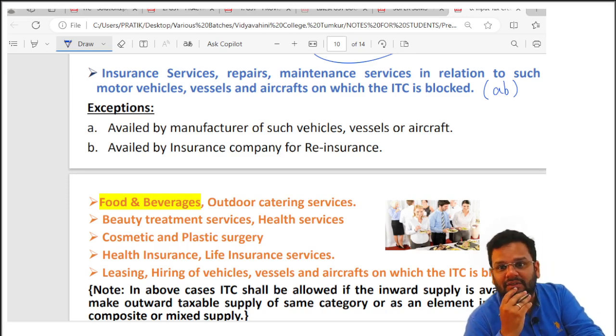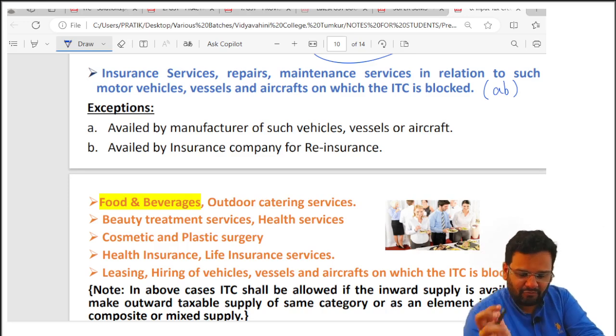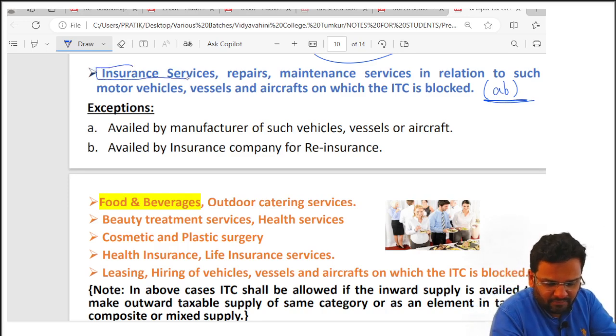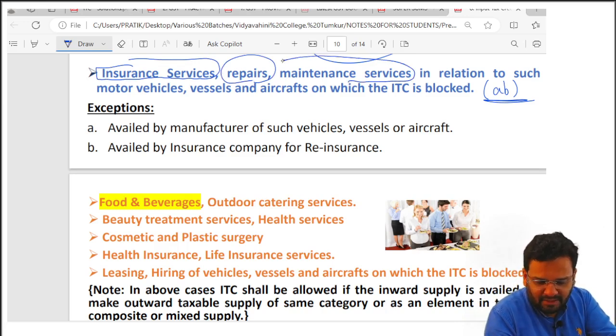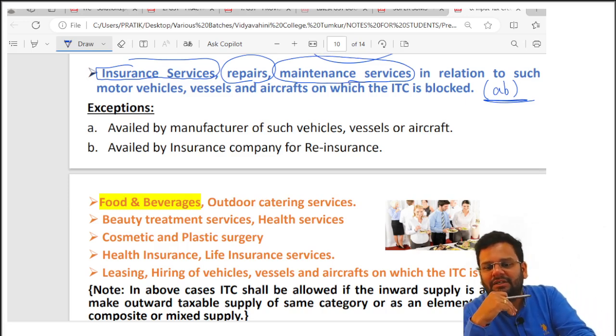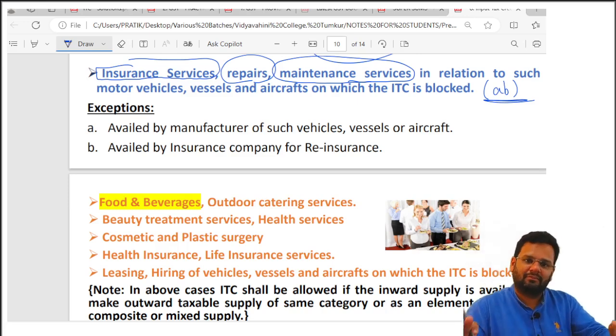Government had not inserted this clause in the original act. Then a lot of problems. Should I take, not take? Because they have blocked on car. But now no tension, they have put up a clause straightforward saying block ITC on insurance, repairs, maintenance. Which insurance, repairs, maintenance? Such insurance, repair, maintenance in relation to such vehicles, vessels and aircrafts on which ITC is blocked. Block it.